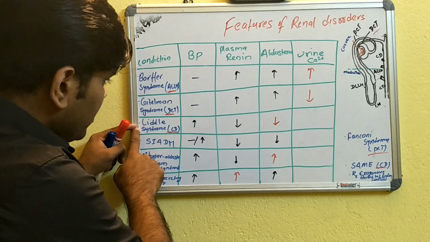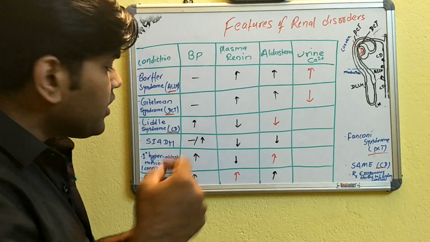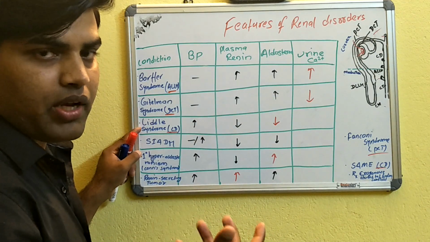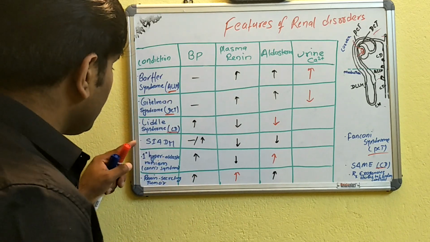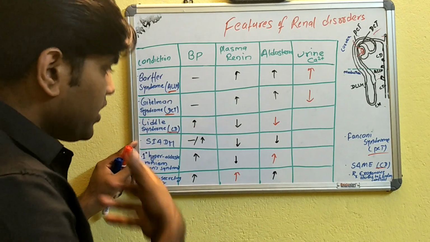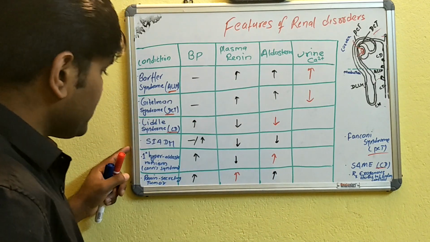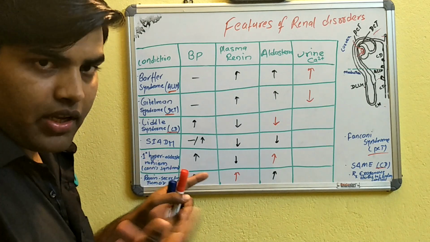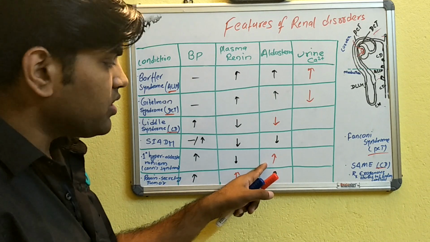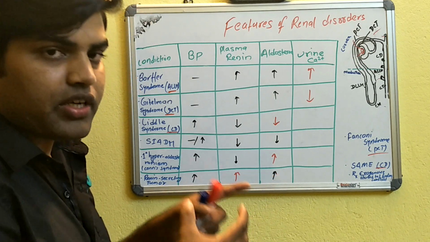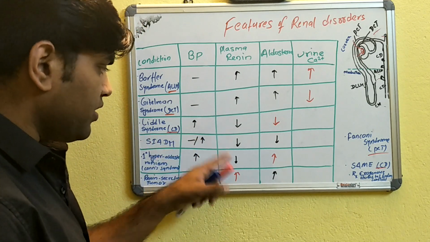But when it comes to Liddle syndrome, it is due to the mutation in the sodium channel, and due to mutation there is more absorption of your sodium, and since there is more absorption of sodium, there is increase in blood pressure. That is important. SIADH is due to more ADH hormone, that because of that more water is getting absorbed and blood pressure may be normal or increased. Primary hyperaldosteronism, as the name itself says, is a disease where aldosterone is increased. Since aldosterone is increased, it will increase the absorption of sodium and decrease renin. Increase BP and decrease renin.